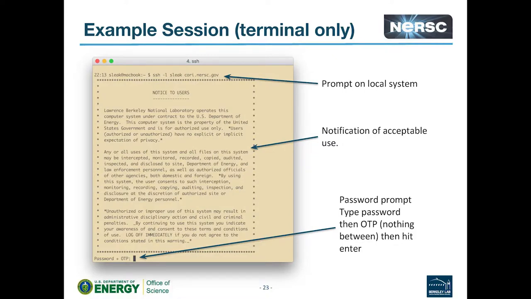So when you SSH in, this is what it looks like. The text here is a little bit small, but you have a prompt on your laptop. You type ssh -l, my NERSC username, cori.nersc.gov. You'll see a big warning notice that this is a government system, with terms and conditions, essentially. And then you should see a prompt that says password plus OTP, and you do exactly what it says. You put in your NIM password, and then the numbers that came off Google Authenticator or Authy directly with no spaces in between.